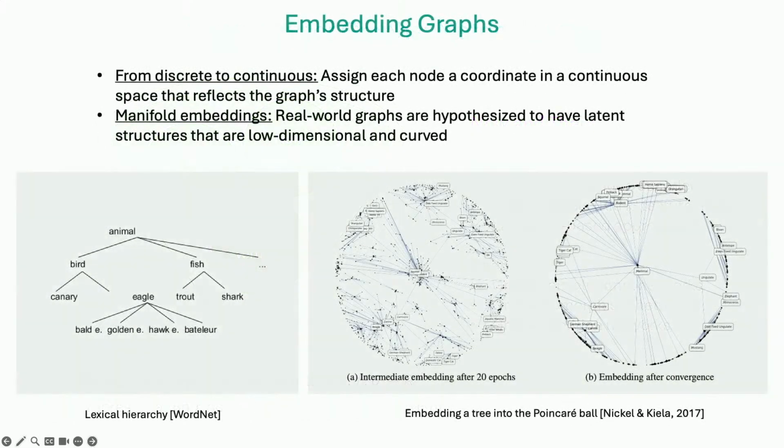So what's the idea behind these vectorizations or graph embeddings? You want to move from a discrete setting, since graphs are discrete geometric objects, to a continuous setting. You assign each node a coordinate in a continuous space, normally a metric space, that reflects the graph structure. What's commonly used are manifold embeddings. Real-world graphs are hypothesized to have some kind of latent structure which is low-dimensional and curved, and manifolds are hypothesized to be good settings for this.